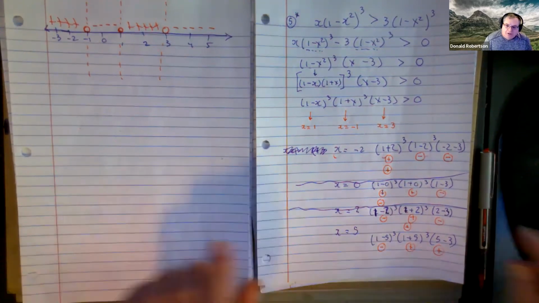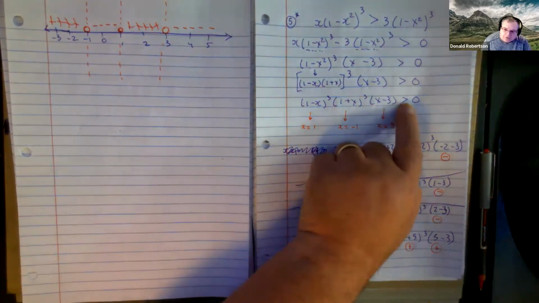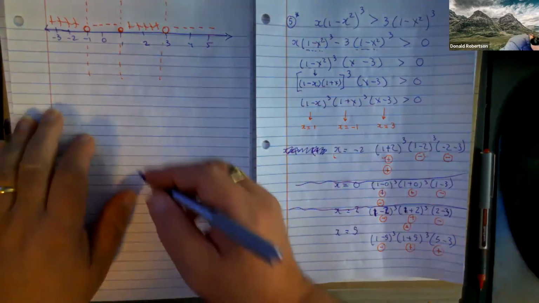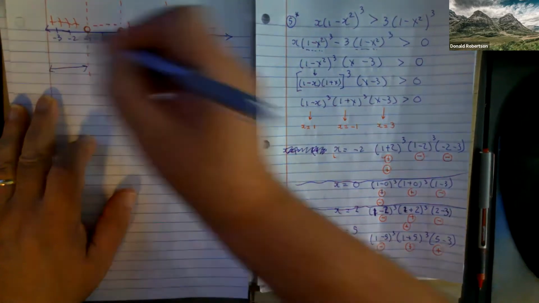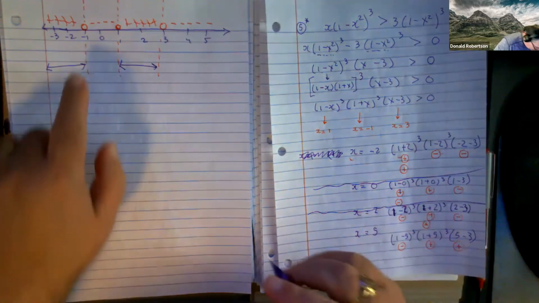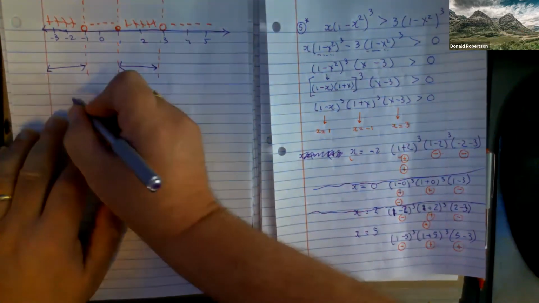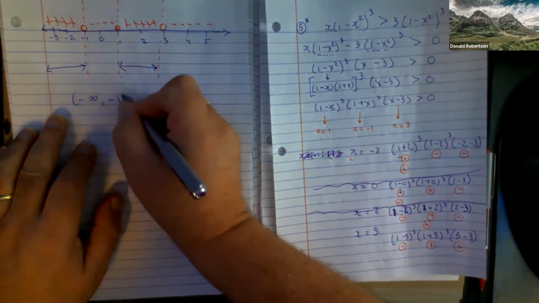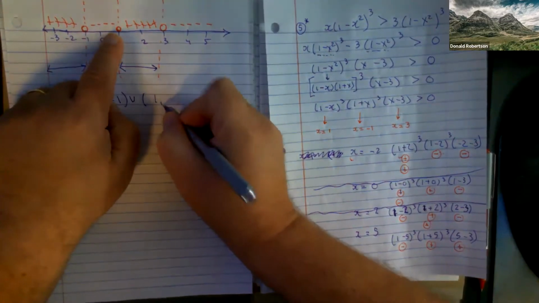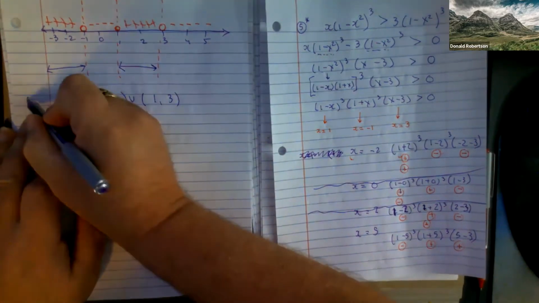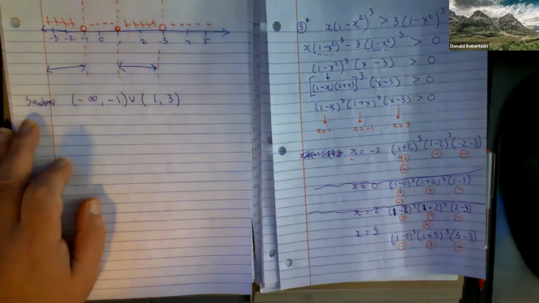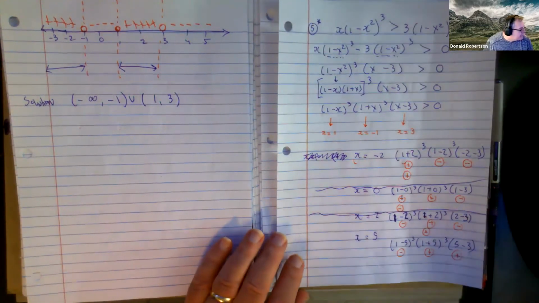Now, in this inequality, we are trying to find the values of x that give you greater than 0, positive things. And positive things are here, and positive things are here. Any value of x less than negative 1, but you cannot use negative 1, and any value of x from 1 to 3, and this is your solution. And that question is now finished.